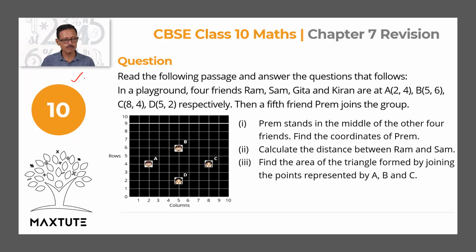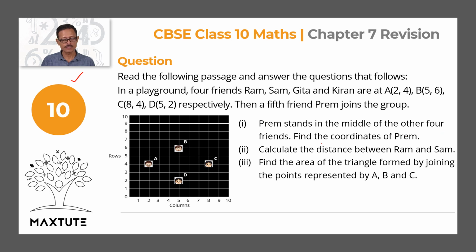These kinds of questions have appeared both in the NCERT book and as part of the sample question papers. Essentially, some information is given in a coordinate geometry fashion and we have to find the answer. In a playground, 4 friends Ram, Sam, Geeta and Kiran are at these 4 points A, B, C, D. Then a 5th friend Prem joins the group.